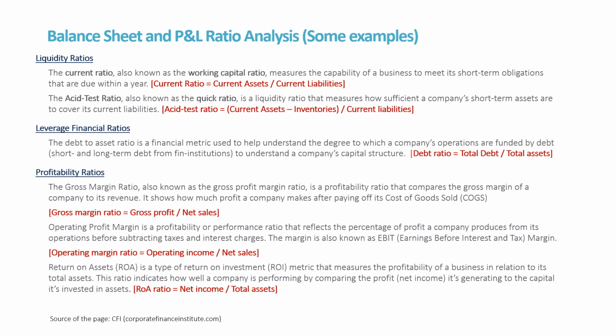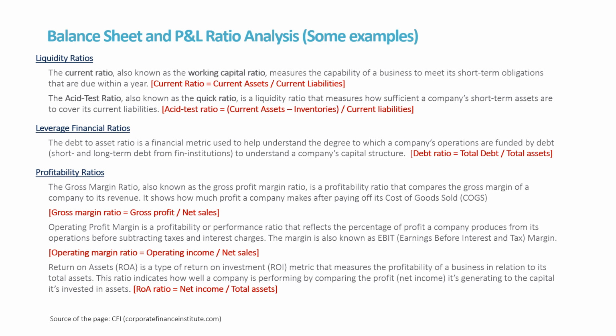We also have leverage financial ratios, used to measure the dependency of a company's operations on debt from financial institutions, which is a good metric to understand a company's capital structure. For example, debt ratio is one of the easiest examples, which is calculated by dividing total financial debt that the company has by total assets.